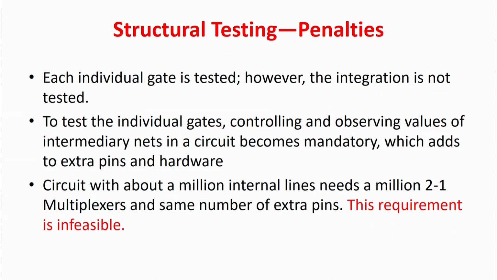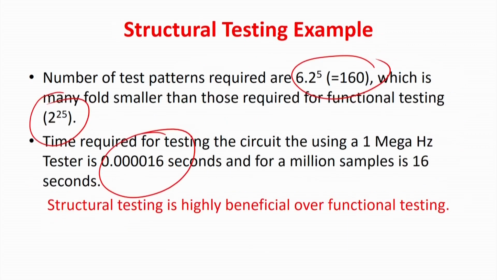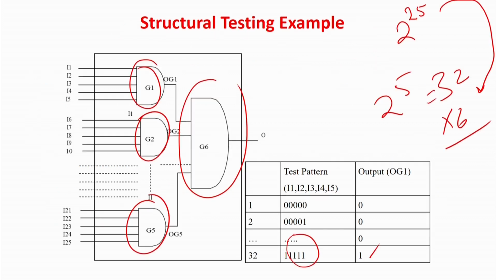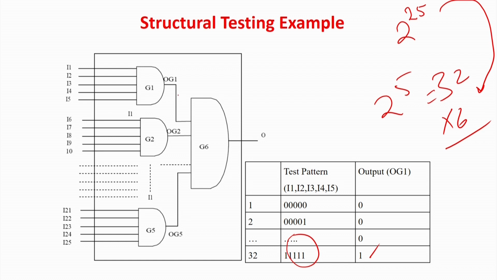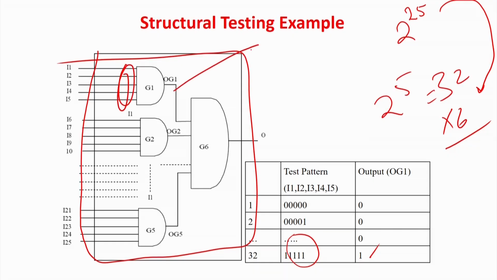Now what are the penalties? Each individual gate is tested, but integration is not tested. Another very important thing, which I will show you in a figure, is that you are going to test these circuits, but this is a chip, a black box. You have seen that VLSI chips have a plastic cover and some pins coming out. If I apply inputs here, I need to see the output of this pin, but this pin is inside the circuit. So how will I observe it?